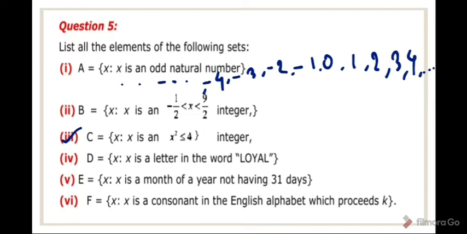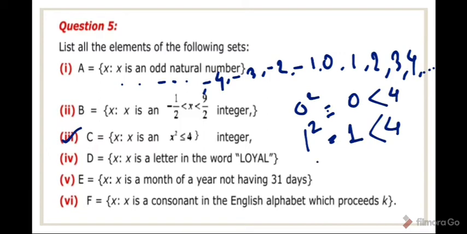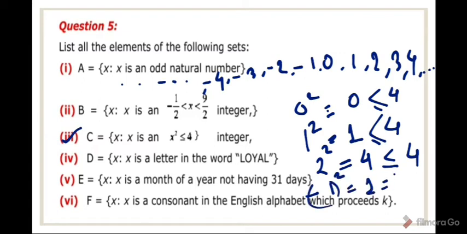Now if you square 0, it will be 0. 1 squared is 1, which is less than 4. 0 squared is also less than 4. 2 squared is equal to 4, which is less than or equal to 4. Now minus 1 squared is again 1, which is less than or equal to 4. Then minus 2 squared is equal to 4, which is also less than or equal to 4.